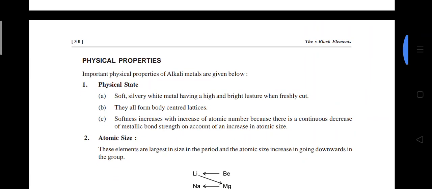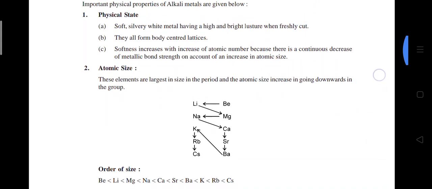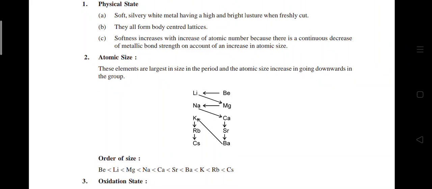Physical properties of group 1. First, physical state. They are soft, silvery white metals having a high and bright luster when freshly cut. They all form body-centered lattice. Softness increases with increase of atomic number because there is a continuous decrease of metallic strength on account of an increase in atomic size.